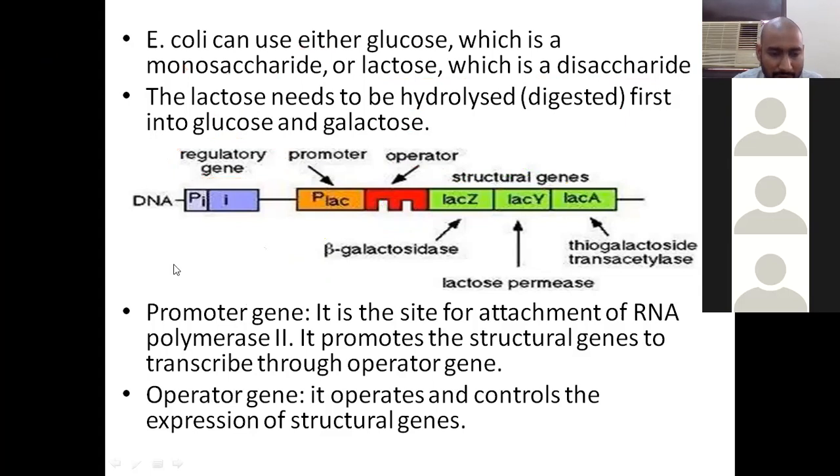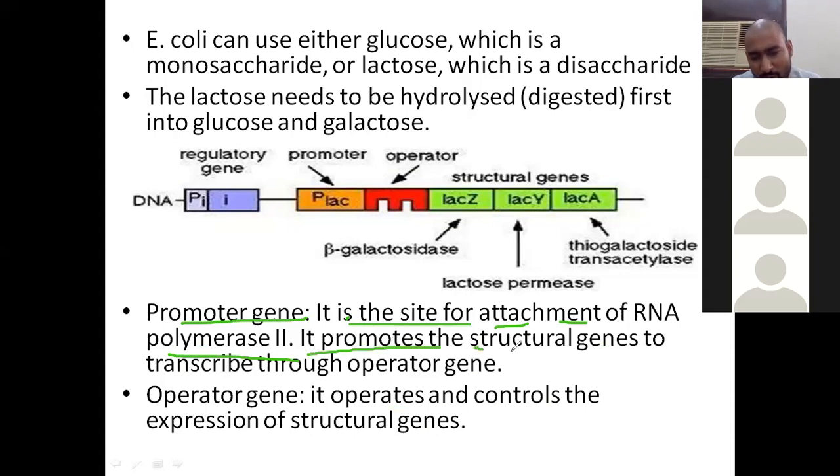Okay. Look at the promoter gene. It is the site for attachment of RNA polymerase. In the slide it says RNA polymerase second, which is eukaryotic, but we are talking about prokaryotes, because prokaryotes have only one type of RNA polymerase, not first, second and third. It is written by mistake, but you have to learn RNA polymerase.